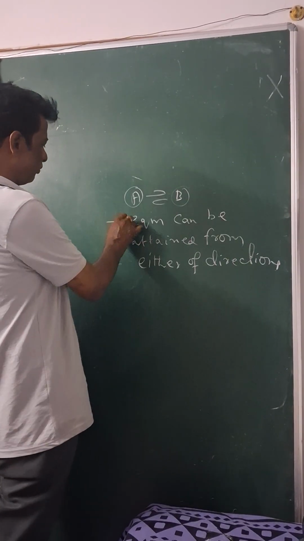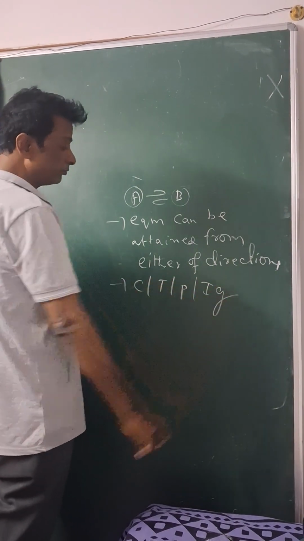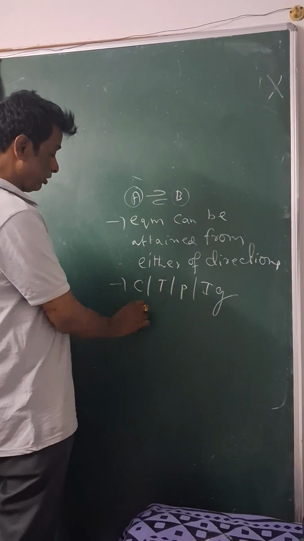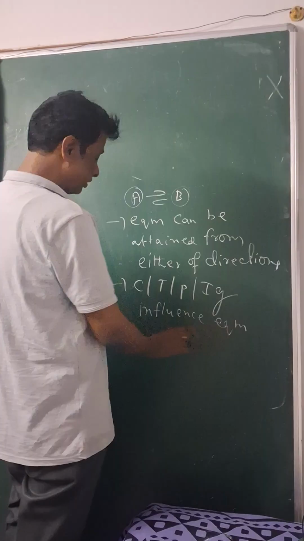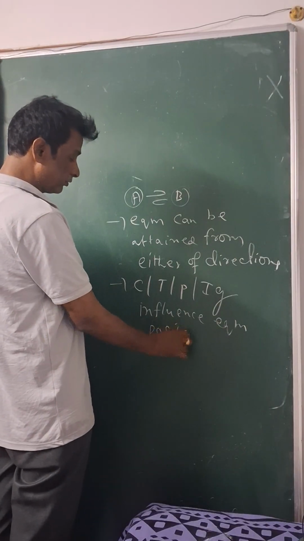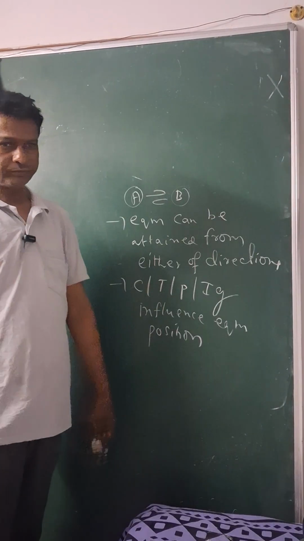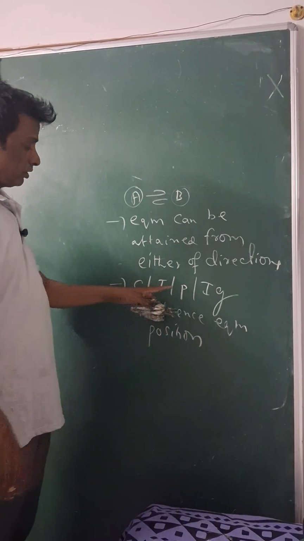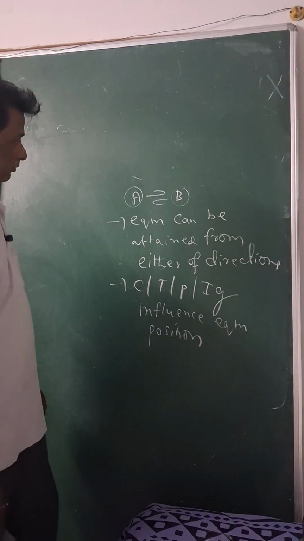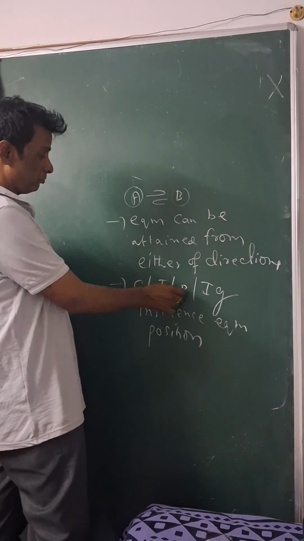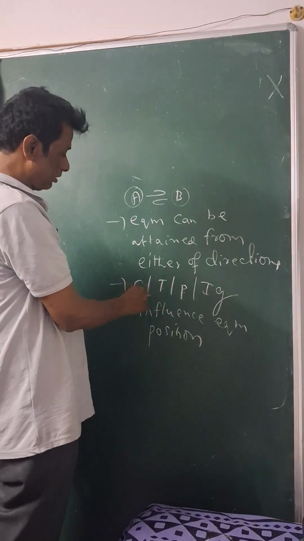Next one, which one influence equilibrium position? Concentration, temperature, pressure, inert gas. Addition of inert gas influence equilibrium position. You change concentration, equilibrium shift. You change temperature, pressure, equilibrium is shifted. This concentration, temperature, pressure and inert gas influence equilibrium position.